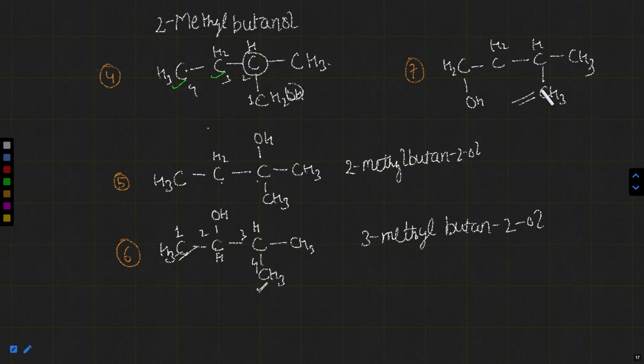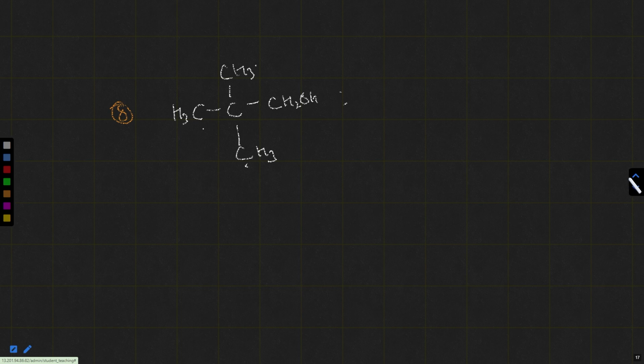What about this? 1, 2, 3, 4. So its name will be 3-methylbutanol. At first position we have alcohol, so I'm writing it just as butanol. What about this? 1, 2, 3 carbons and 2 methyl substituents. So 2,2-dimethylpropanol.